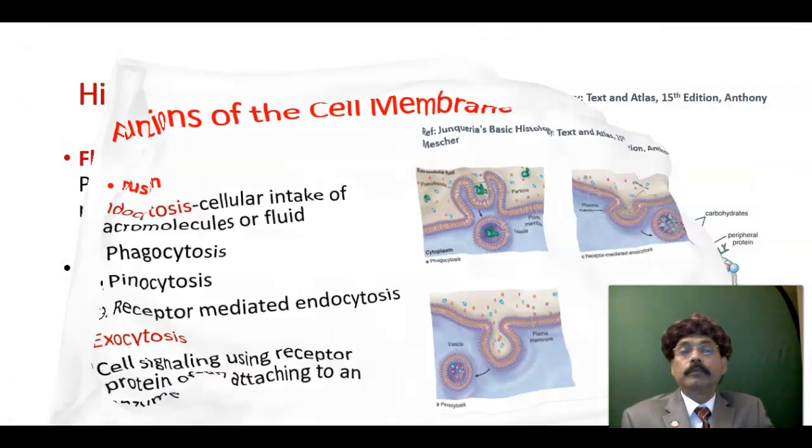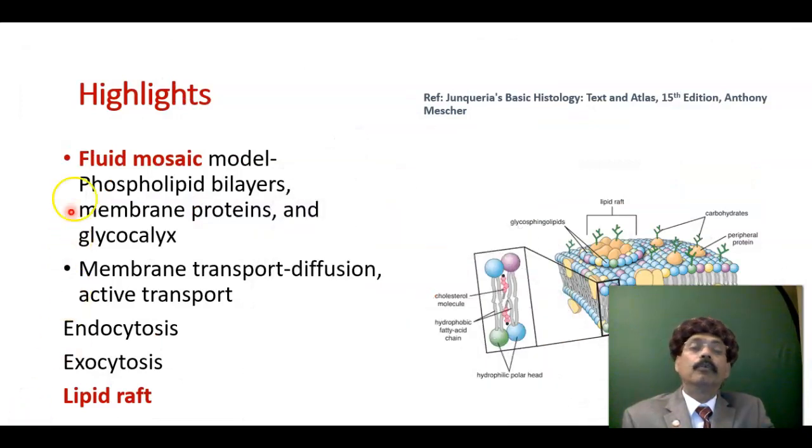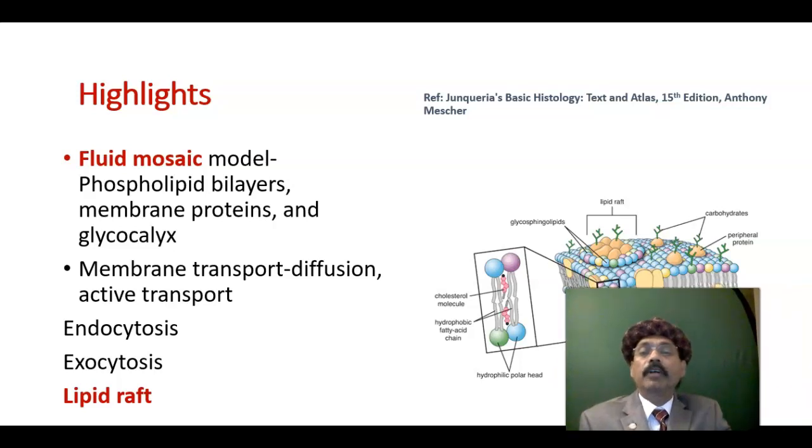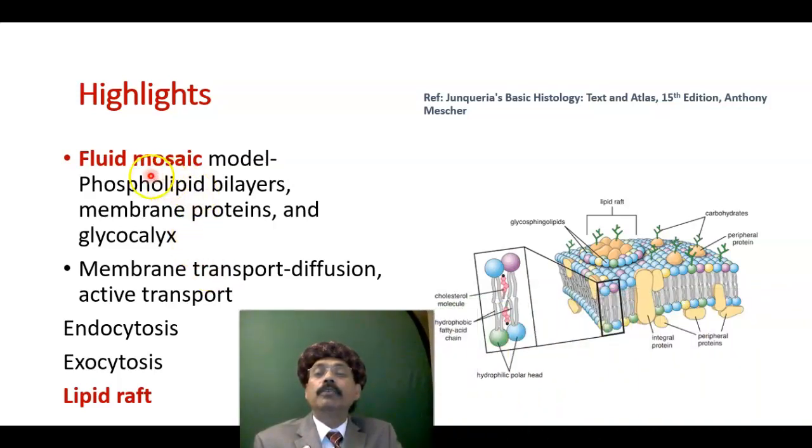So what are the highlights of the structure of the cell membrane and its function? It is a fluid mosaic model, a phospholipid bilayer. This part is the hydrophilic part, this part is the hydrophobic part. It contains integral membrane protein. There is connection of the carbohydrate to the protein or to the lipid.